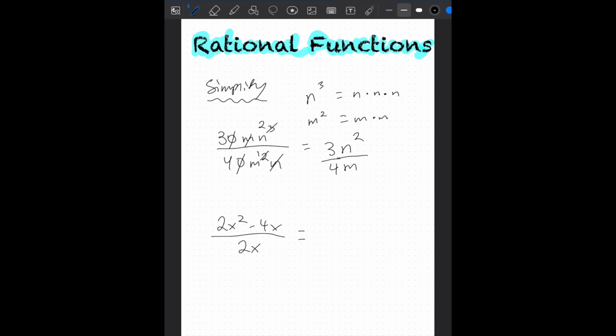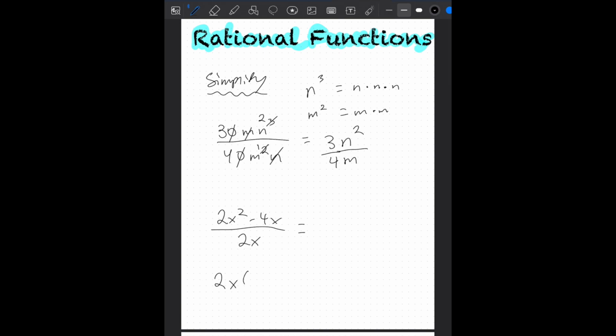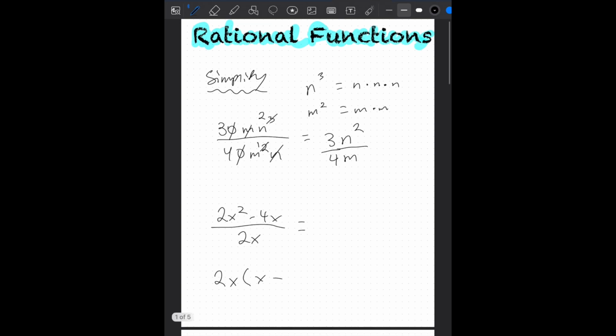Okay, let's try the next one. So in this one, you'll notice that the numerator can be simplified by factoring out a 2 and an x. So if you take out a 2x, you'll be left with x minus 2 all over 2x. So the 2x's can cancel out, and you're left with just x minus 2.